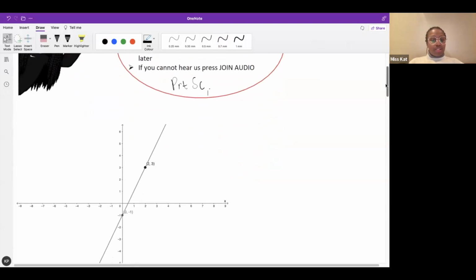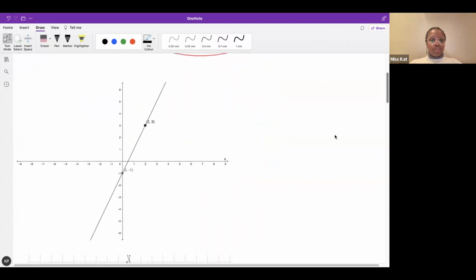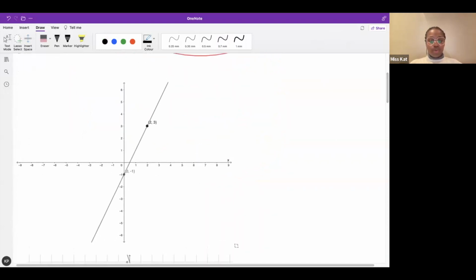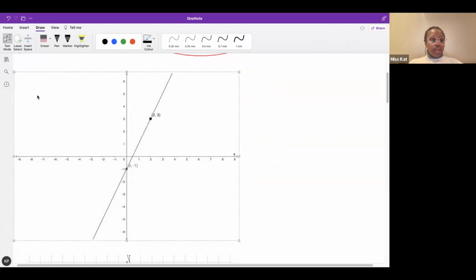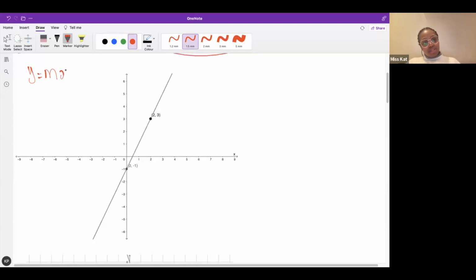Today, in our last lesson, we were drawing graphs using given equations. Today, we will be figuring out the equations of graphs using points on a graph. A few things I need to remind you of: the general formula we use to find those equations is y equals mx plus c.